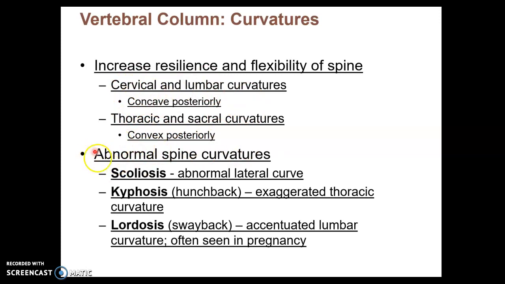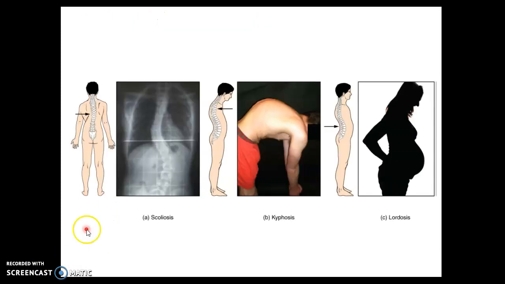Curves could be abnormal in the spine, and here's 3 types of abnormal curves: scoliosis, kyphosis, and lordosis, which we'll see on an image. From the posterior view, the spine should be relatively straight up and down. However, we can see there's a sideways curvature to the spine right here. That is what a scoliosis is. It would be a sideways or lateral curvature from the posterior view.